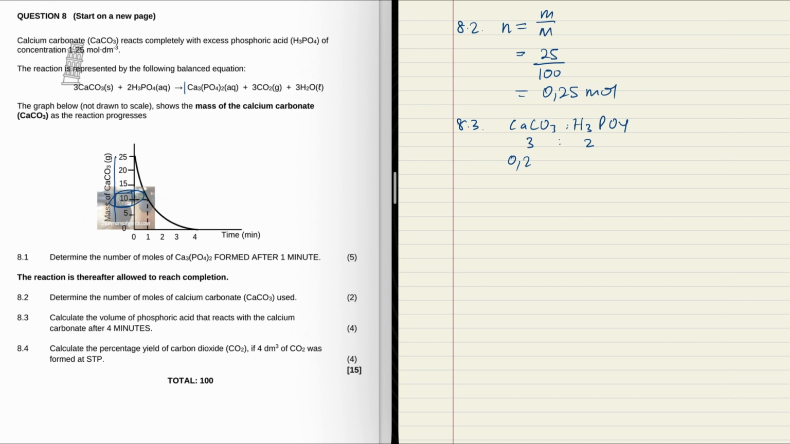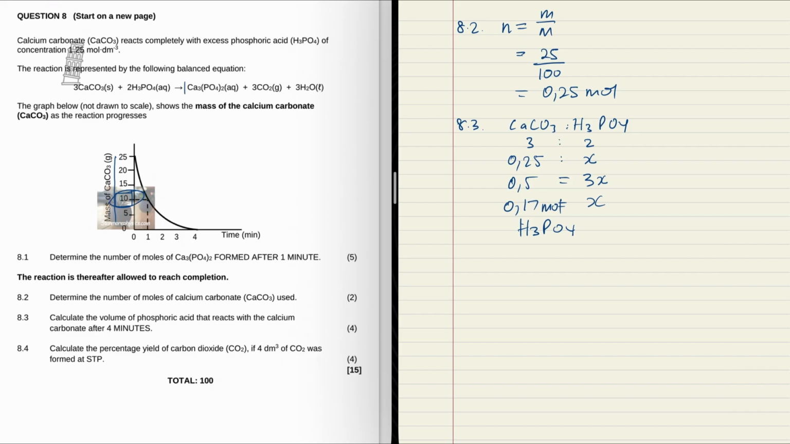So if I have 0.25 that's been used, I can call that x. Let's cross multiply. So 2 times 0.25 is 0.5 equals 3 times x is 3x. That means x is equal to 0.17. So this is going to be 0.17 moles of H3PO4.